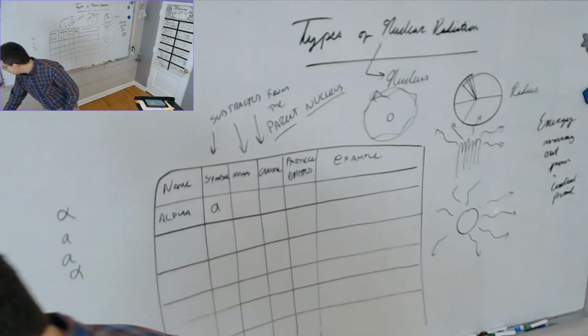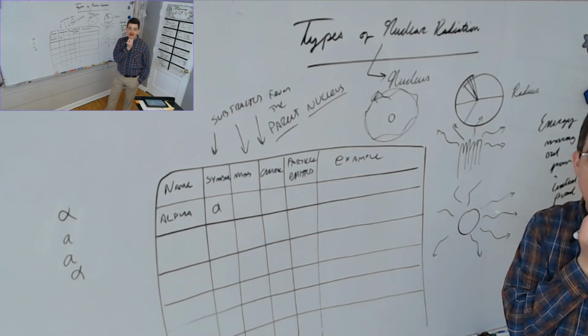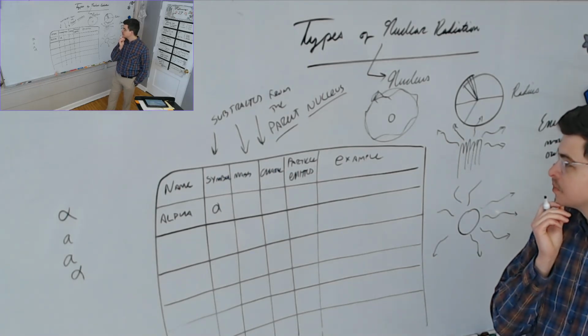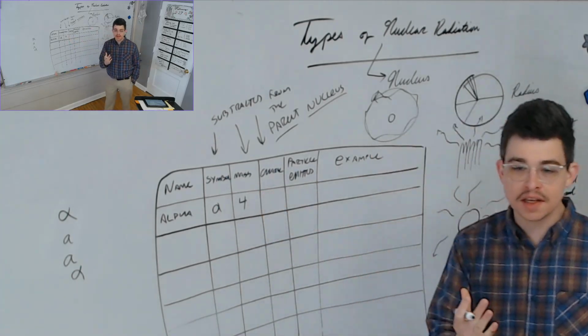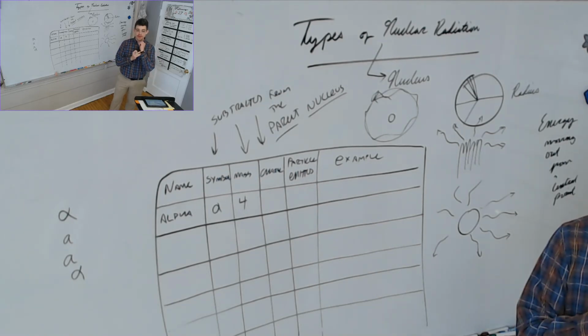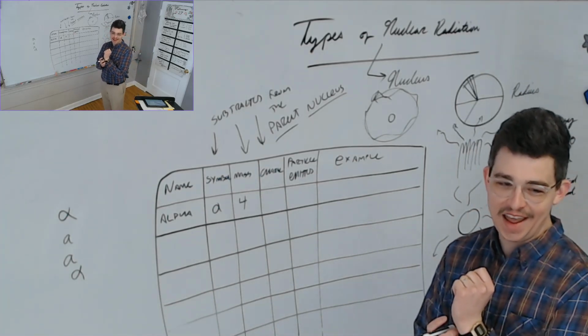Okay, do you remember from your text or from the video what the mass of the alpha particle is? 4. It is 2 protons and 2 neutrons, which adds up to, as you remember from last chapter, 4. 2 and 2 is 4. Who said 8? That's not good.